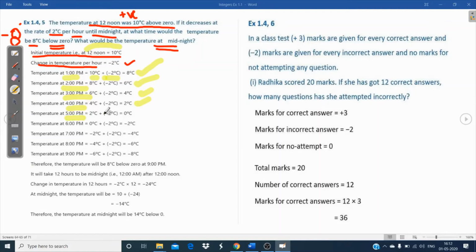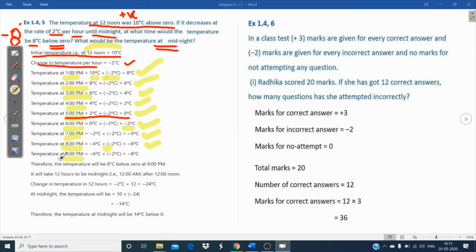5 p.m., 2 degrees Celsius minus 2. Now it is getting 0 here. So at 5 p.m., it is 0. Now again, at 6 p.m., after 1 hour, 0 plus minus 2. So plus minus is minus, 0 minus 2. What you will get? Minus 2 degrees. Now at 7 p.m., minus 2 minus 2 is minus 4. Now at 8 p.m., minus 4 plus minus 2, again this will be minus 4 minus 2, minus 6.